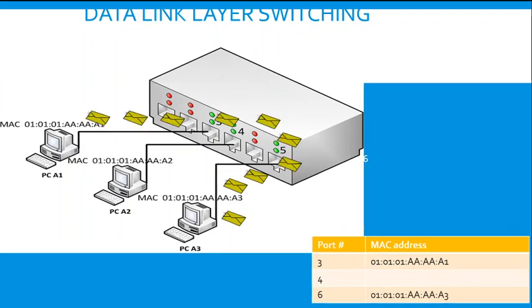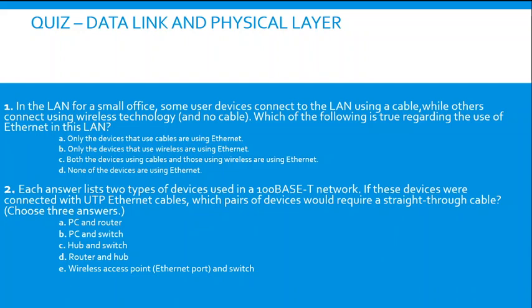Now that we are over, we can do some quizzes if you want. You can pause and come back again. In a LAN for a small office, some devices connect to the LAN using cable, while others connect using wireless technology with no cable. Which of the following is true regarding the use of Ethernet in the LAN?